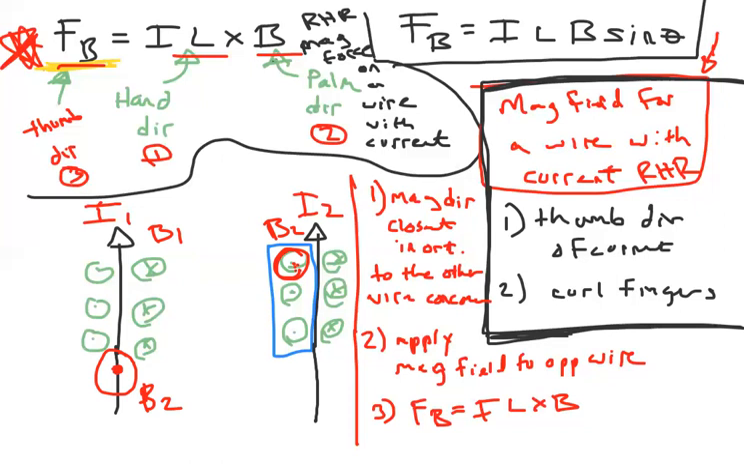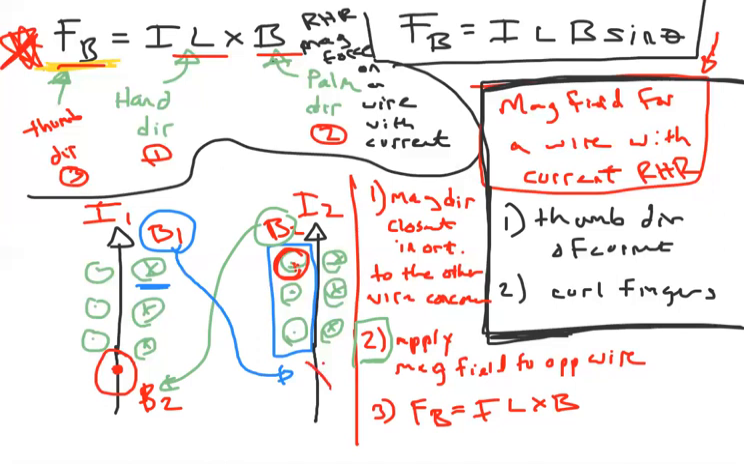So just draw it on there. Don't try to visualize this. Put it on there. And then the same thing for I2. And we're at the second step, by the way. I forgot to say that. Now we're applying the mag fields to the opposite wire, right? So I wanted to apply B2 to I1. And now I want to apply B1's direction, which is the one closest in orientation, to I2, right? Which would be in. So again, label them up, right? That's B1.